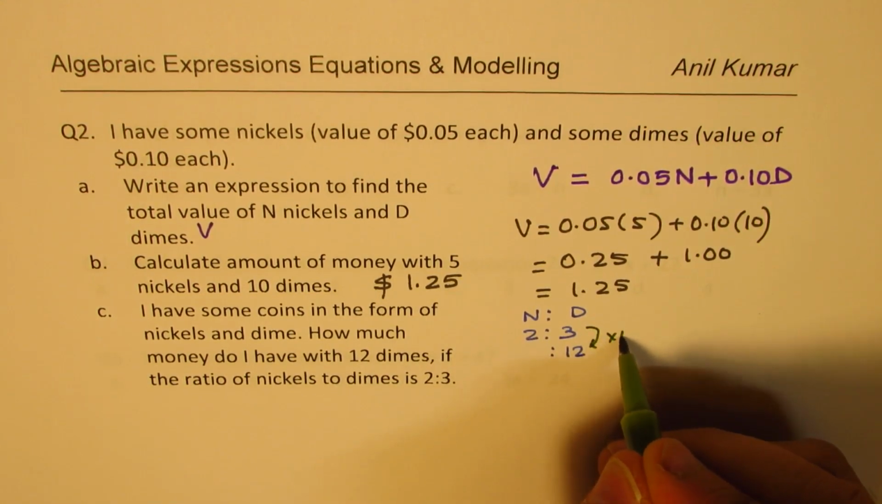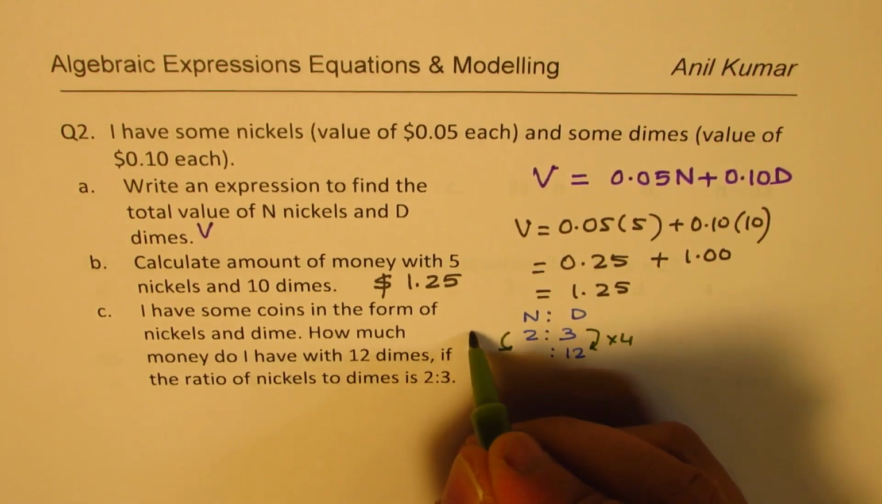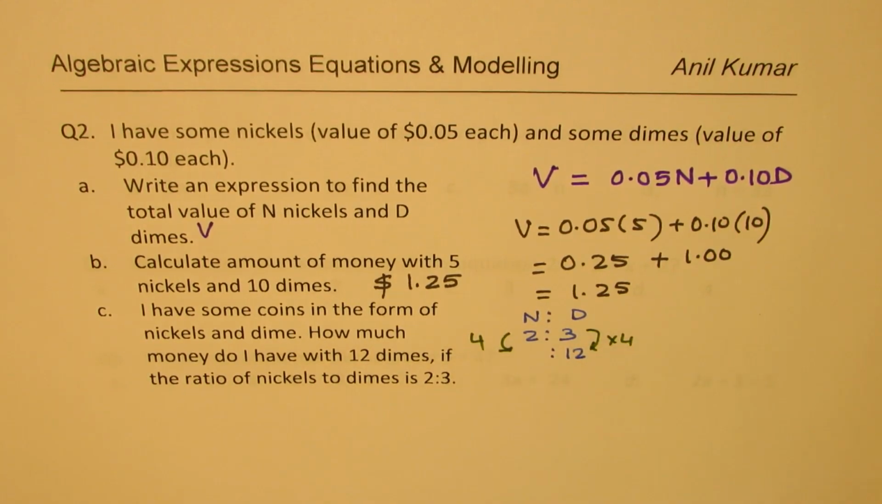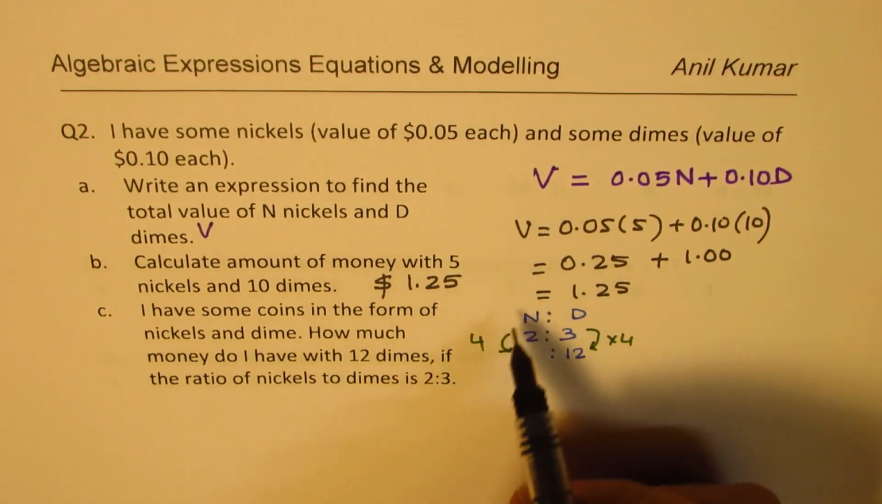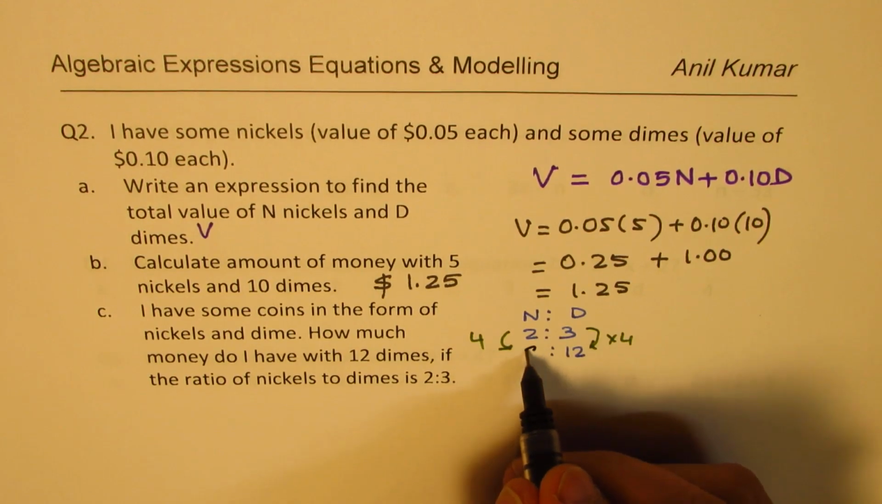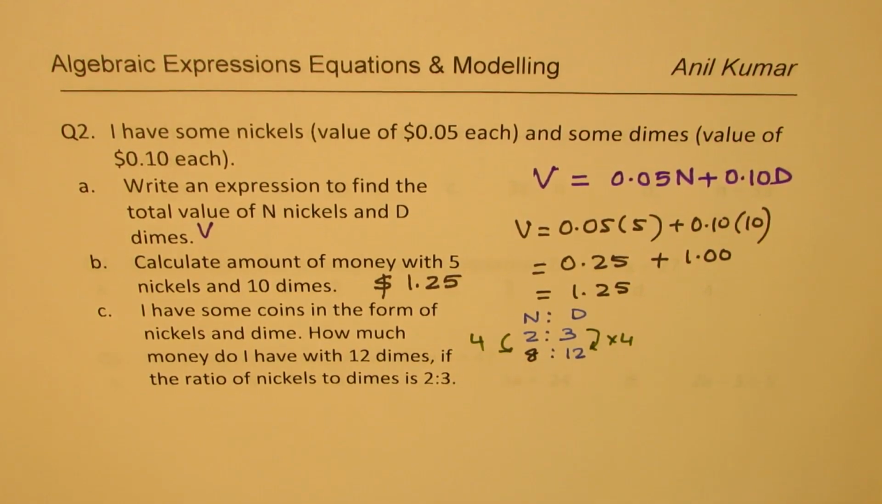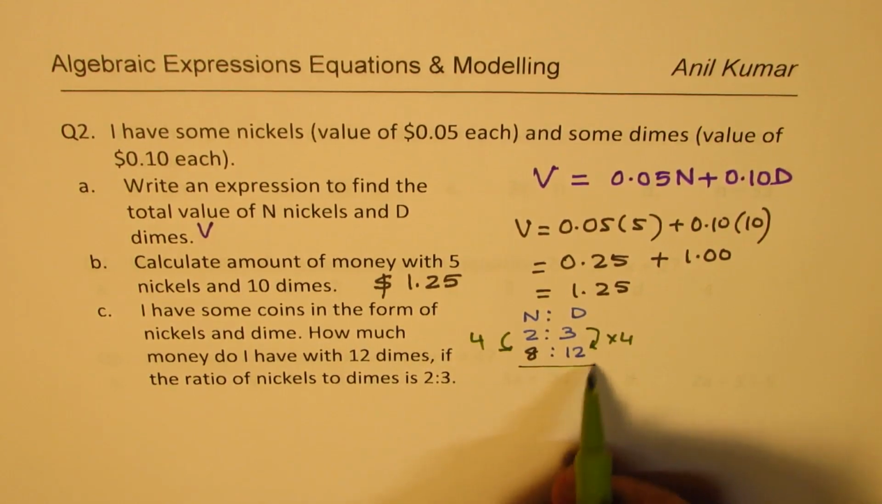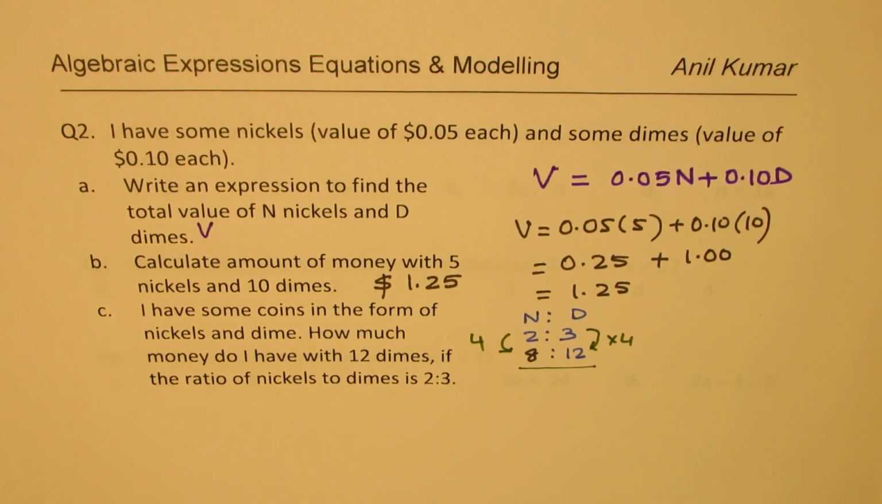Now this is times 4, right? So I'll multiply this also by 4. They are in the same ratio. So I'll get the value for the number of nickels. 4 times 2 is 8. So that is what I have, right? So I have 8 nickels and 12 dimes. Now I can find the value, correct?